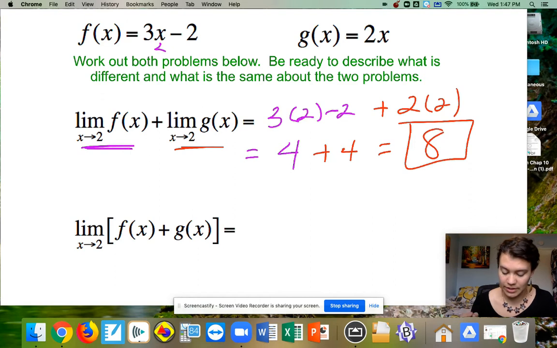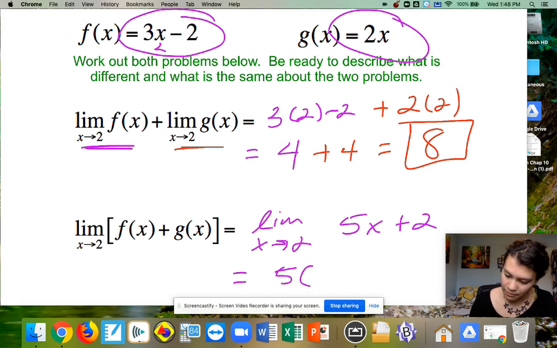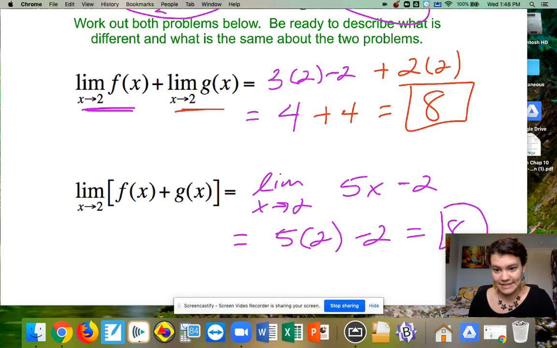Now the second one, similar idea, but you want to combine the functions first. So we have our limit as x approaches 2 of this plus this, so you're going to end up getting 5x plus 2 because you add them together. And then plug in your 2. This needs to be minus 2 at the end. So 5 times 2 minus 2, which then still gives you 8, if you can see it.